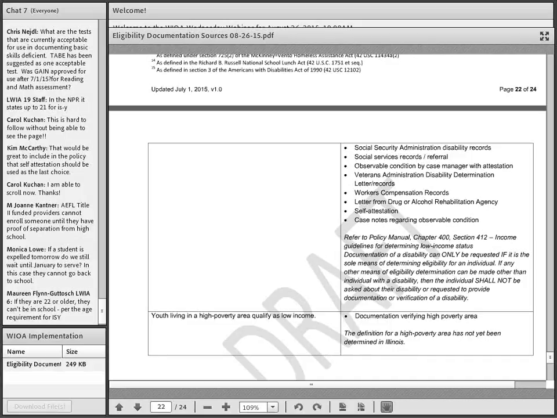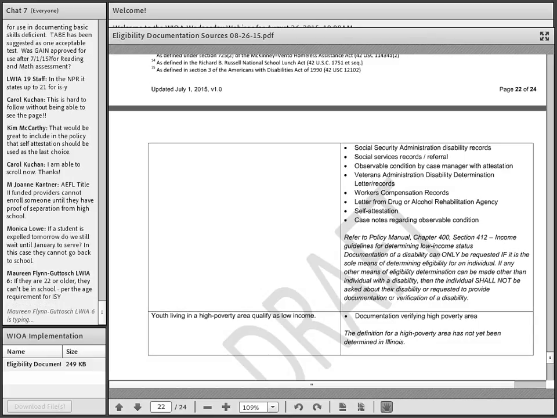There still is a family of one due to a disability. So if a client is not on a form of public assistance or part of a family, and the family income is over, but that individual has a disability, you could utilize that individual's own income to support eligibility under a family of one due to disability. That's the same requirement or criteria that was available under WIA, so that stays again for WIOA.